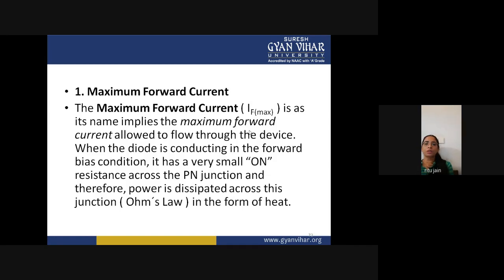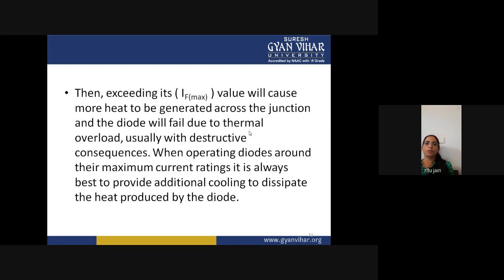Because the resistance is very low, therefore power will be dissipated across the junction. So according to Ohm's law, which is V is equal to IR, IR is the power dissipation in the form of heat. So exceeding its maximum value will cause more heat to be generated across the junction, and the diode will fail due to thermal overloading. So that is your thermal overloading.